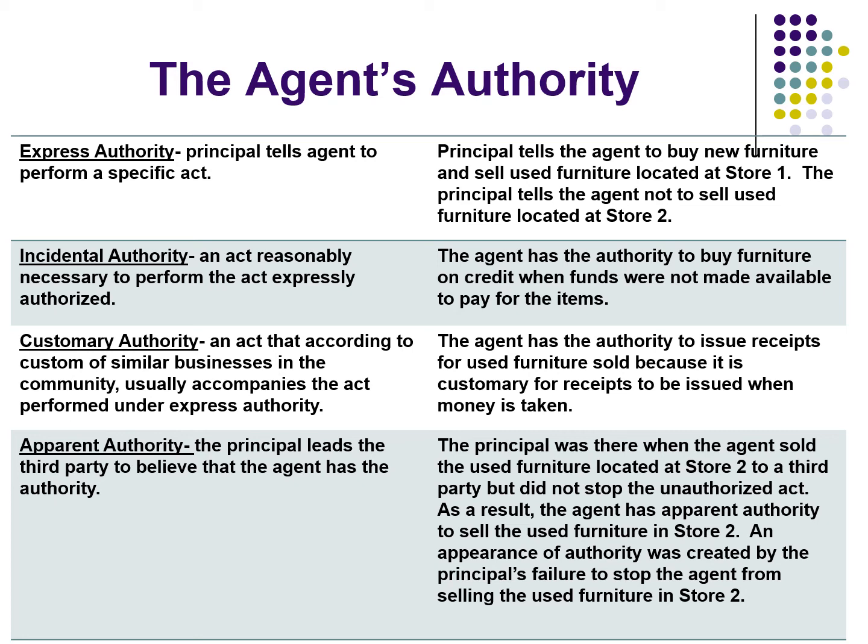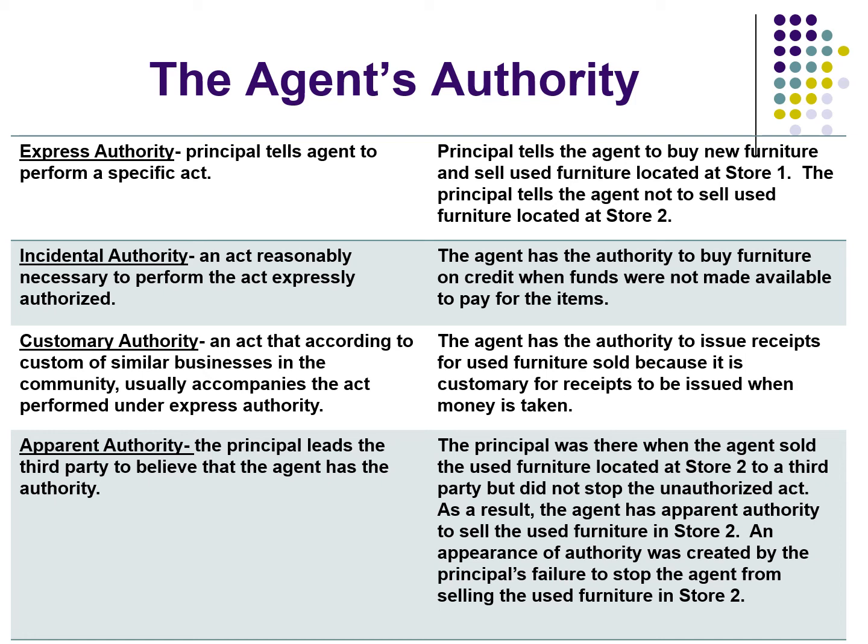Incidental authority is the ability to do things that are necessary to perform your express authority. So in our first scenario, if the principal tells their agent, buy new furniture and sell used furniture at store 1, but do not sell used furniture at store 2, that's what they expressly are supposed to be doing. So incidental authority means the agent must have the authority to actually pay for the furniture that they are buying.